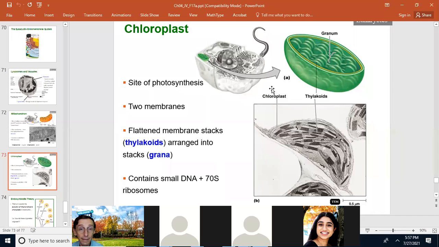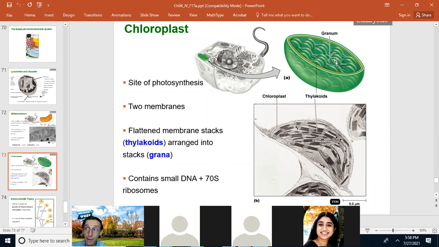The chloroplast is the site of photosynthesis. It too has two membranes, an outer membrane, shown in the green here, and then an inner membrane which is highly folded into what we call the grana. The flattened membrane sacs we call a thylakoid, and they're arranged into stacks called the granum. And what they all are is just the folding of the inner mitochondrial membrane. Not mitochondrial, chloroplast membrane. Any questions about any of that?